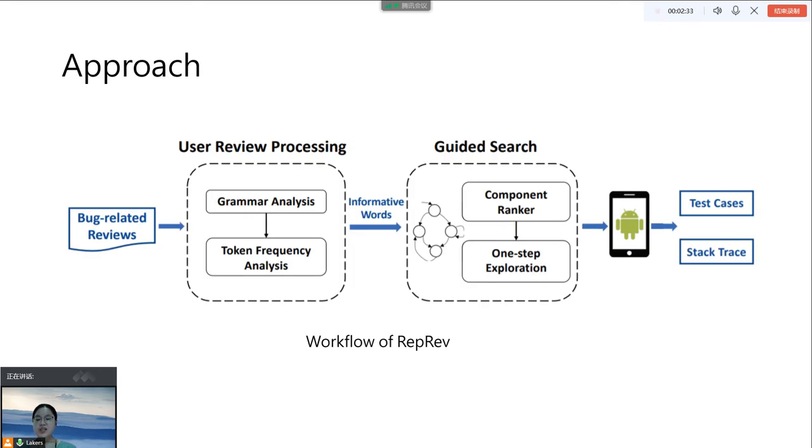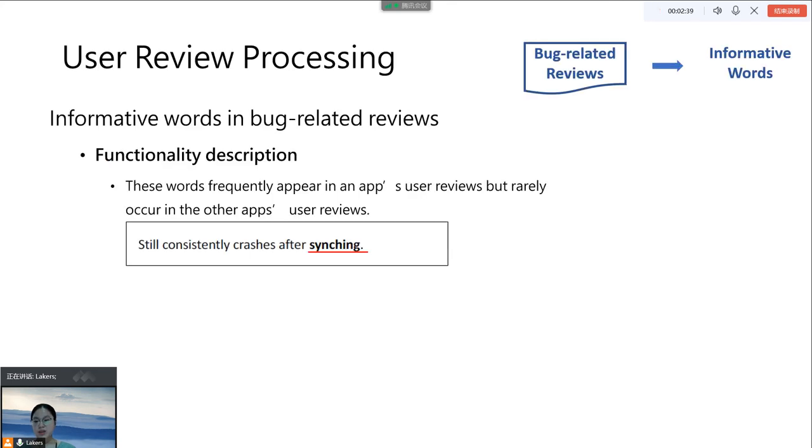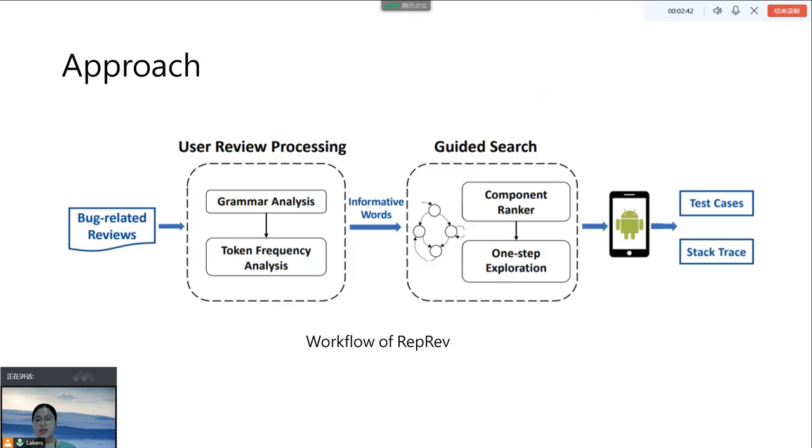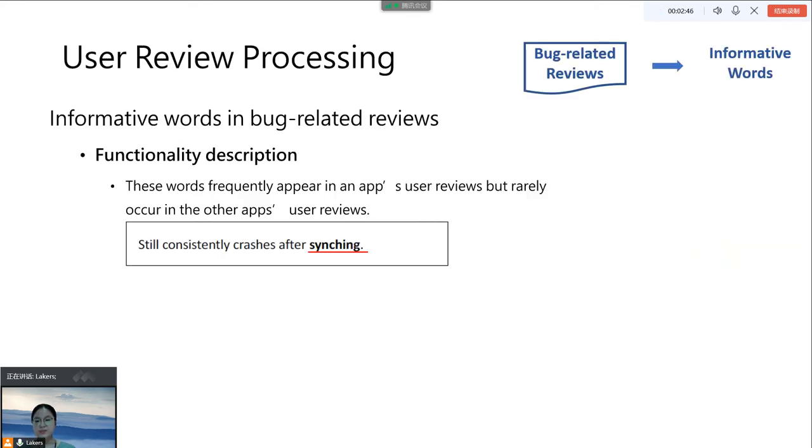To solve these challenges, we design our approach and implement a tool named Reproduction. There are two phases in our approach: user review processing and guided search. In user review processing, we aim to extract information from the original user review, and we identify two kinds of information for bug reproduction.